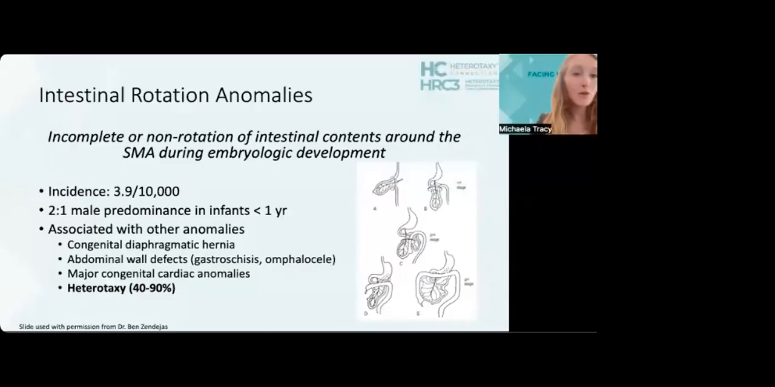Importantly, it can be associated with other anomalies. And you'll see here, obviously, that we're talking about today, a large portion of heterotaxy patients are thought to have intestinal rotation anomalies, somewhere between 40 and 90%.